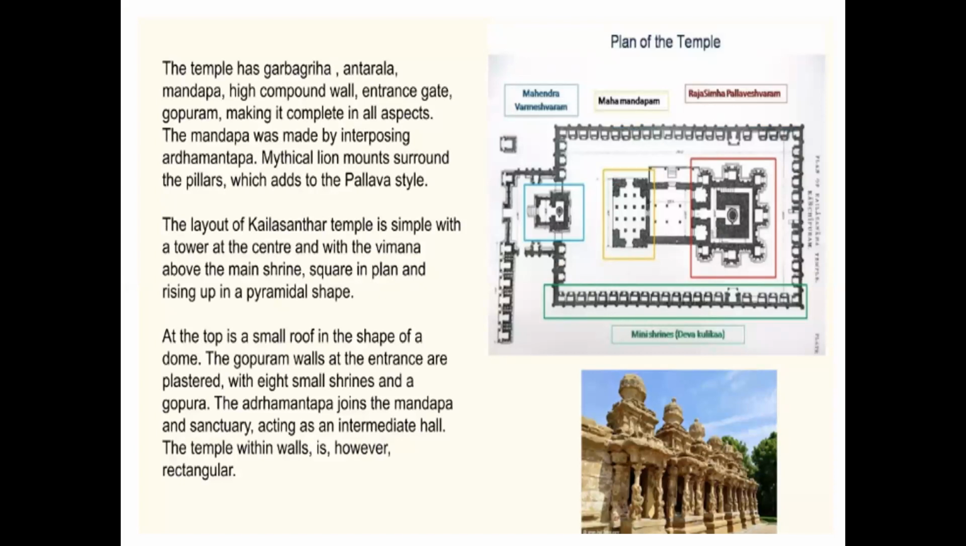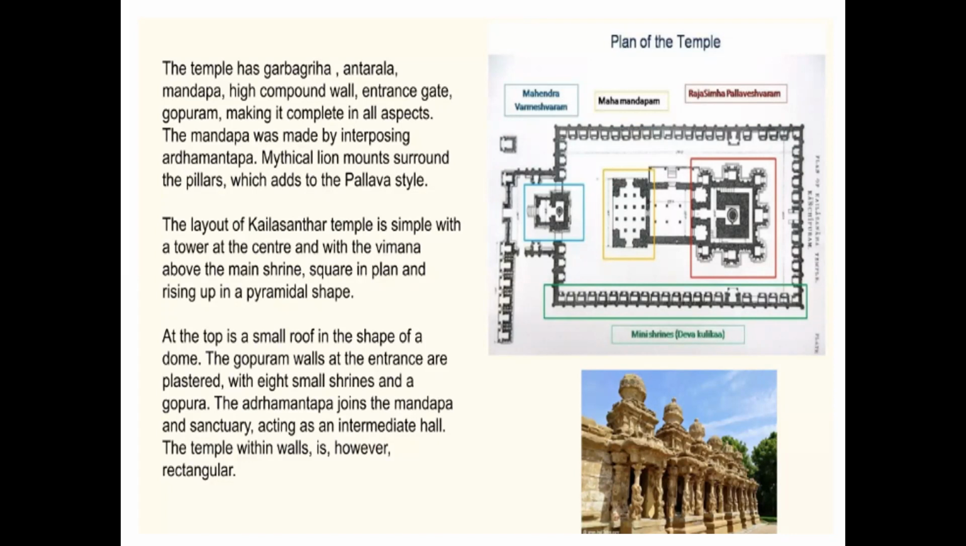The temple has a Garbhagriha, Antarala, Mandapa, high compound wall, entrance gate, and Gopuram, making it complete in all aspects. The mandapa was made with mythical lion mounts surrounding the pillars, which adds to the Pallava style.